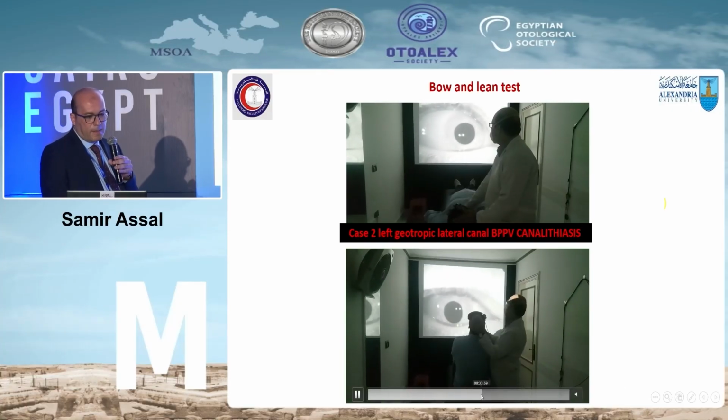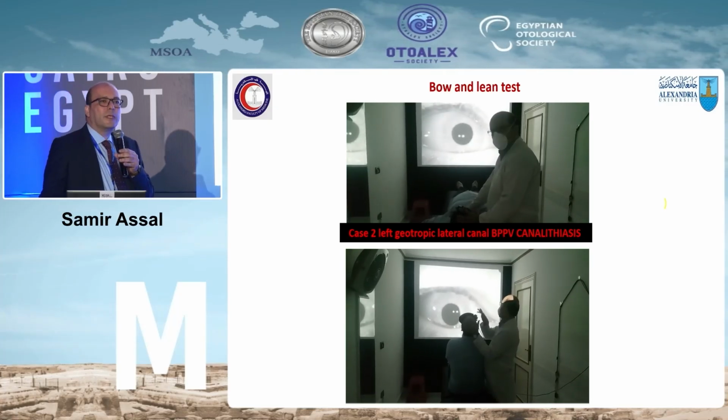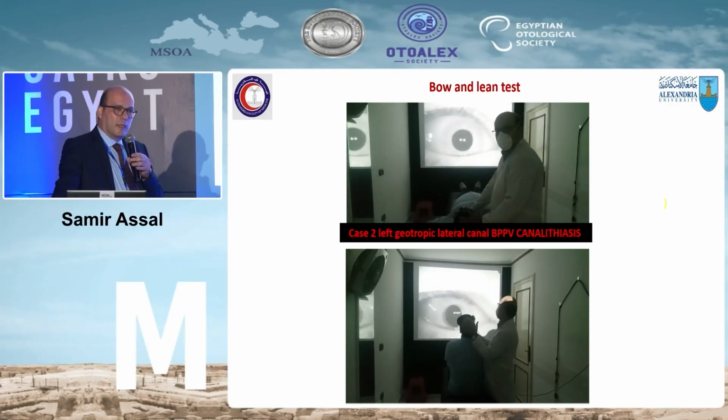And in the lean, the patient gives a right beating nystagmus, beating toward the unaffected side.